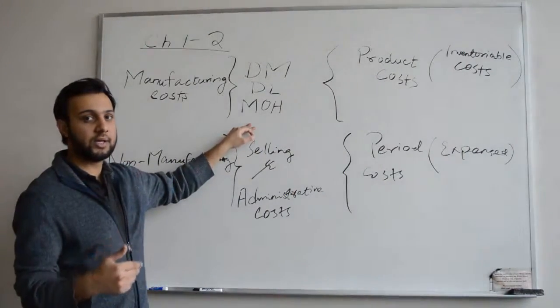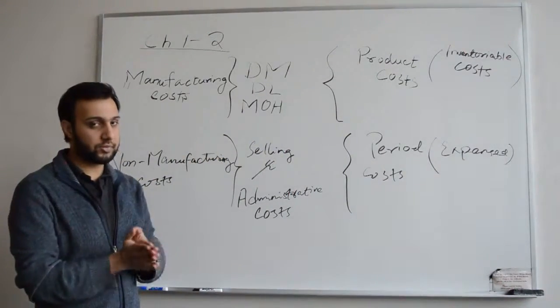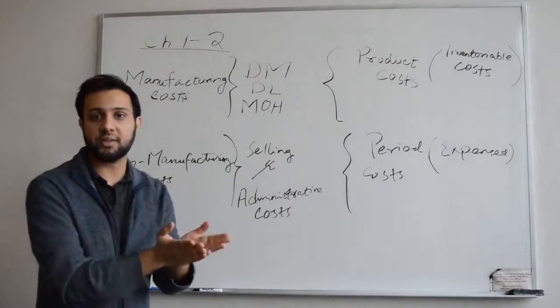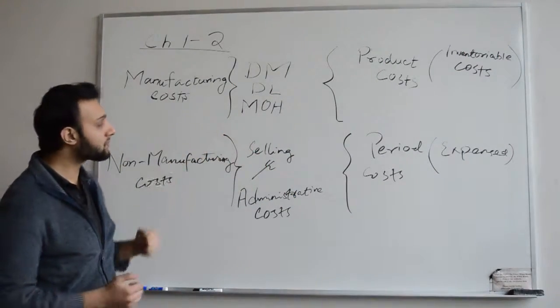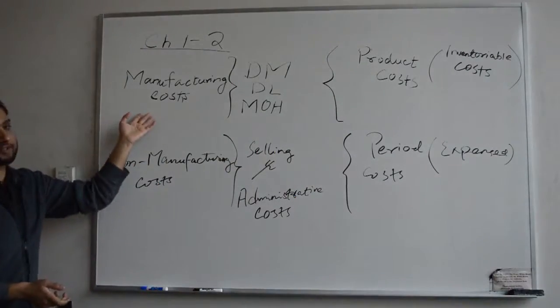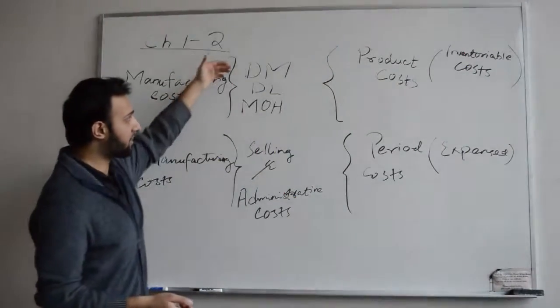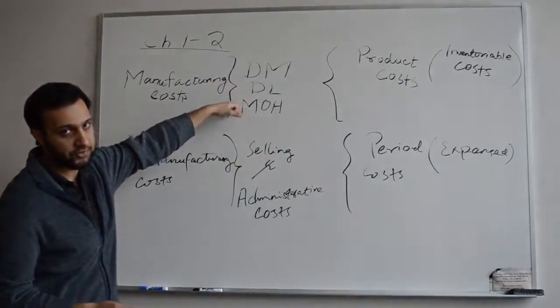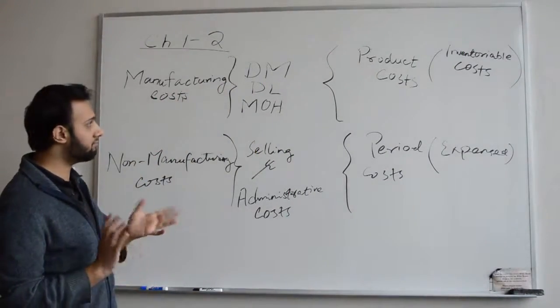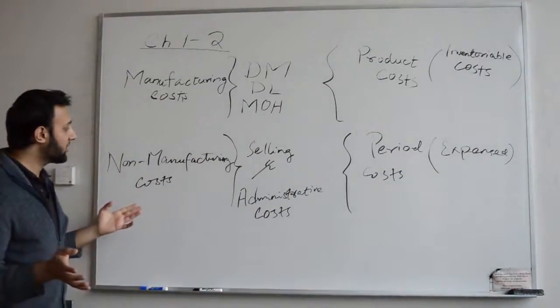A supervisor who's responsible for overseeing the workers on the assembly line. That's overhead. So these are manufacturing costs. Again, only three types: direct materials, direct labor, and manufacturing overhead. No other type is possible, I believe.